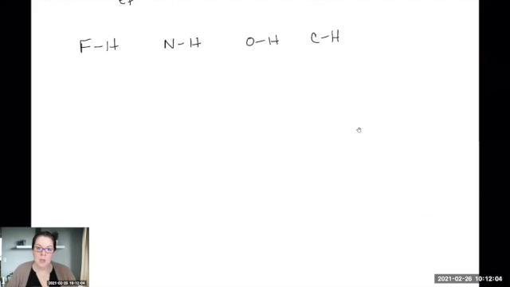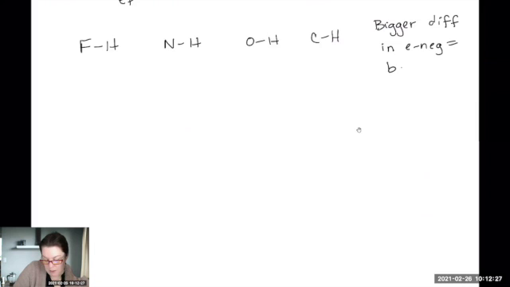Let's walk through A. So we're comparing the FH bond versus the NH bond versus the OH bond versus the CH bond. If we're comparing those four, we want to go from largest to smallest dipole. So the bigger the difference in electronegativity, the bigger the dipole.